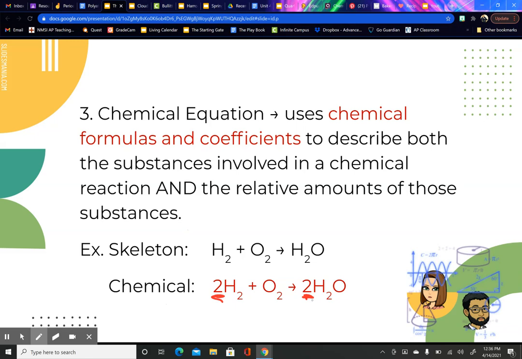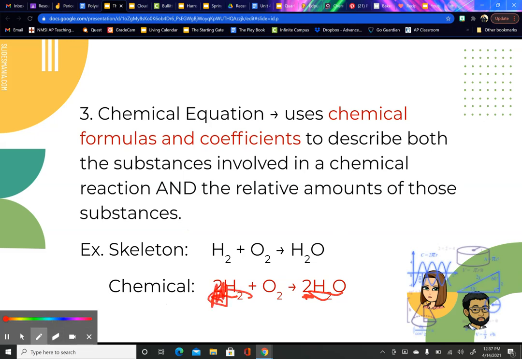Because now, just like in math, if a coefficient is in front of parentheses, it's distributive and it multiplies the things inside. If a coefficient is in front of a formula, it multiplies the subscripts, and it tells me I started with 4 hydrogens here, and I had 2 oxygens, and I ended with 4 hydrogens, and that 2 also counts for the oxygen. So everything ends up working out.